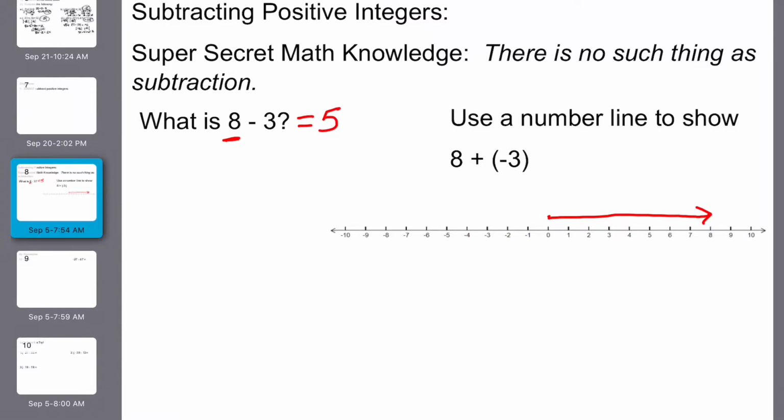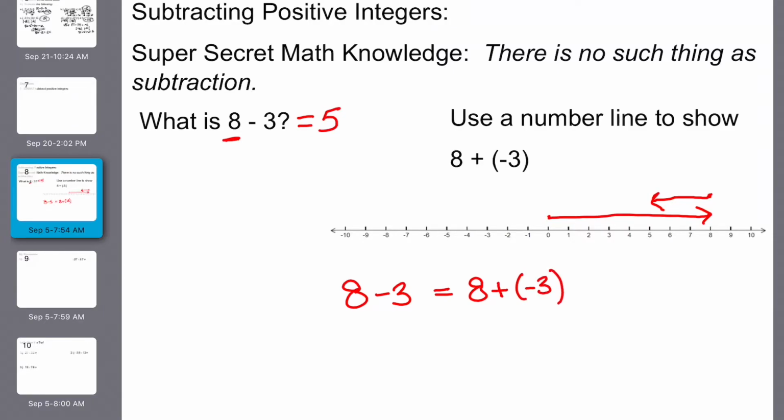I wouldn't add another 3, right? I wouldn't start at 0 and go back 3. We never start at 0 for the second addend. So instead, I actually move 3 spaces to the left, just like we would if it were an addition problem. So you see, 8 minus 3 is the same thing as 8 plus negative 3.